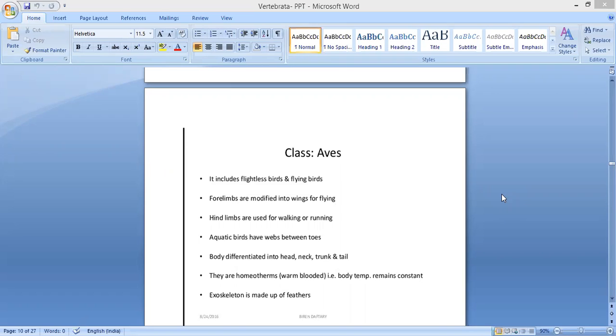It includes flightless birds and flying birds. Okay, so there are two types of birds. Flying birds, they can fly. Flightless birds like kiwi, emu, ostrich, because of the heavy body weight, they cannot fly. Okay, they are flightless birds.